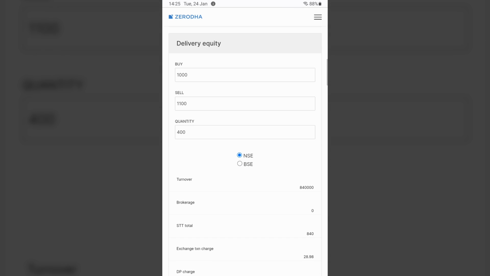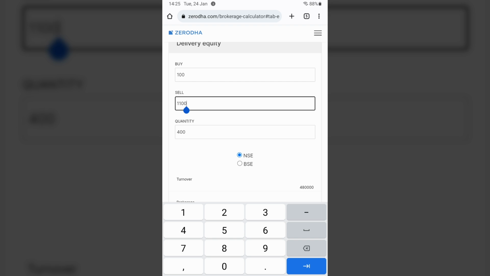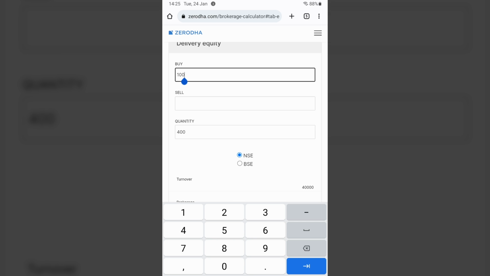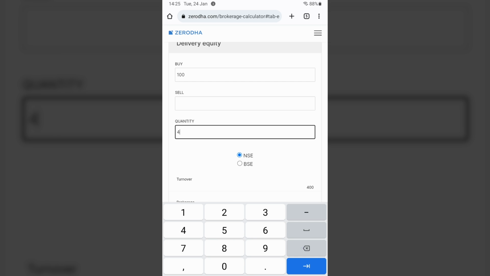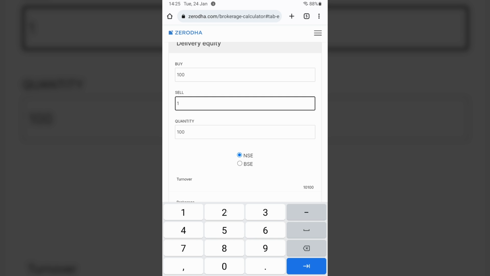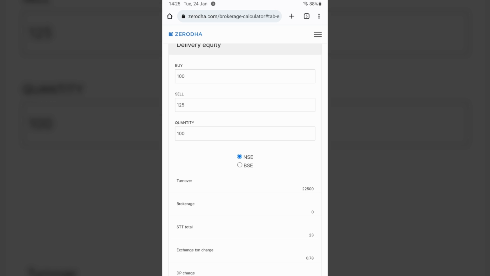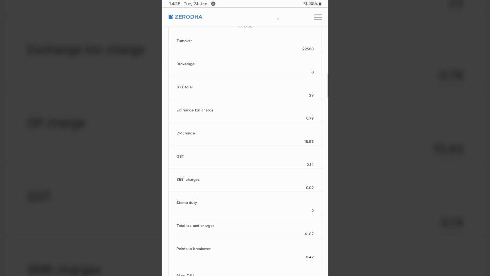So we go and look at say delivery equity. Say I bought a quantity of 100 shares at a price of 100 and after 2 months I sold it for 125 on NSE as the exchange. So what is it that I finally end up paying as charges?